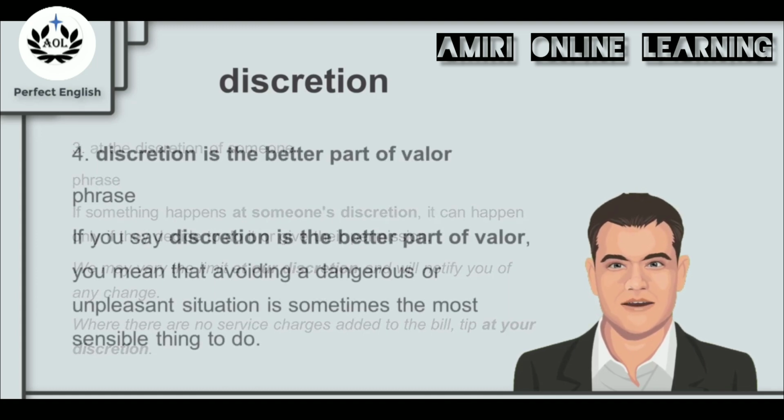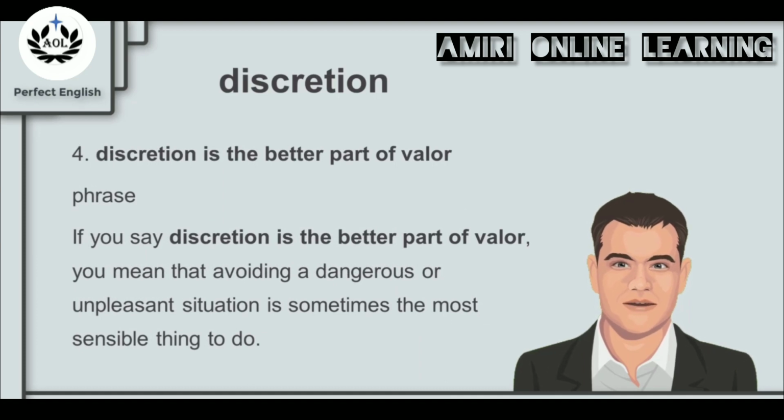And one last context for the word discretion, also in the form of a phrase, discretion is the better part of valor. Well, this might be a long phrase, but it has a special meaning. If you say discretion is the better part of valor, you mean that avoiding a dangerous or unpleasant situation is sometimes the most sensible thing to do. It's not always wise to charge ahead and fight. Sometimes, if you avoid those dangerous or unpleasant situations, that is sensible and wise. That is the meaning of this expression. Discretion is the better part of valor.